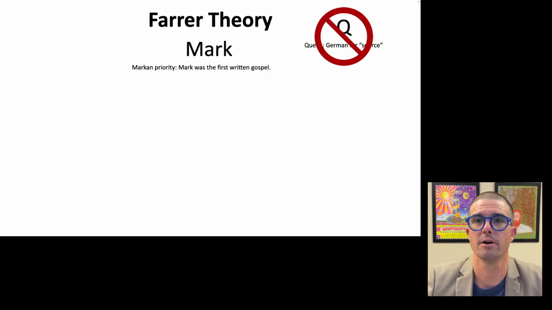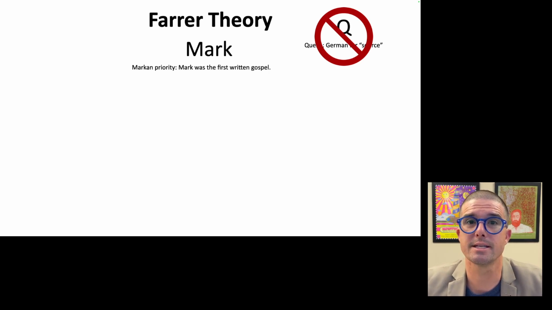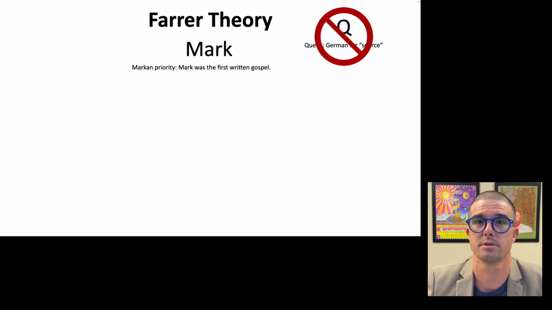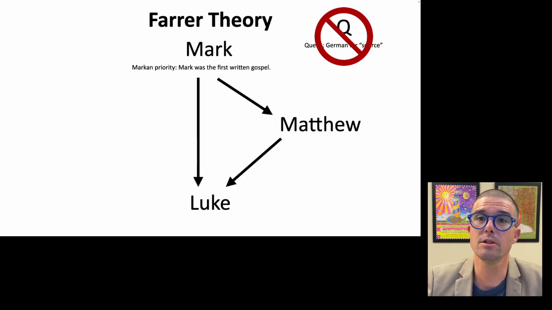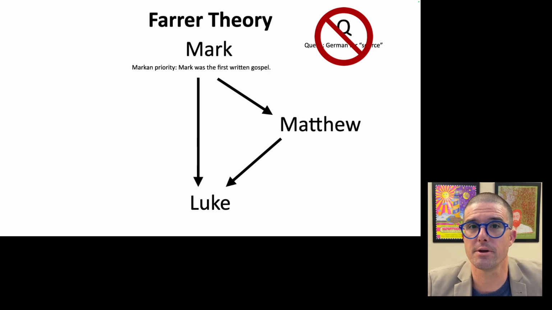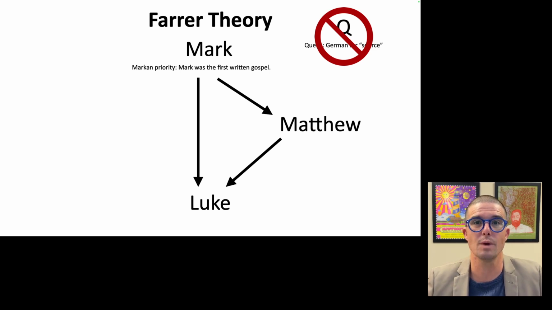Proposed by Austin Farrer in the mid-20th century, this theory suggests a sequential use of the Gospels. Mark was written first, that is, Markan Priority, followed by Matthew, who used Mark, and then Luke, who used both Matthew and Mark. The Farrer theory posits that Luke had access to Matthew's Gospel in addition to access to Mark's Gospel. This theory accounts for the shared material between Matthew and Luke by suggesting that Luke copied directly from Matthew and Mark, which eliminates the need for a hypothetical Q source.